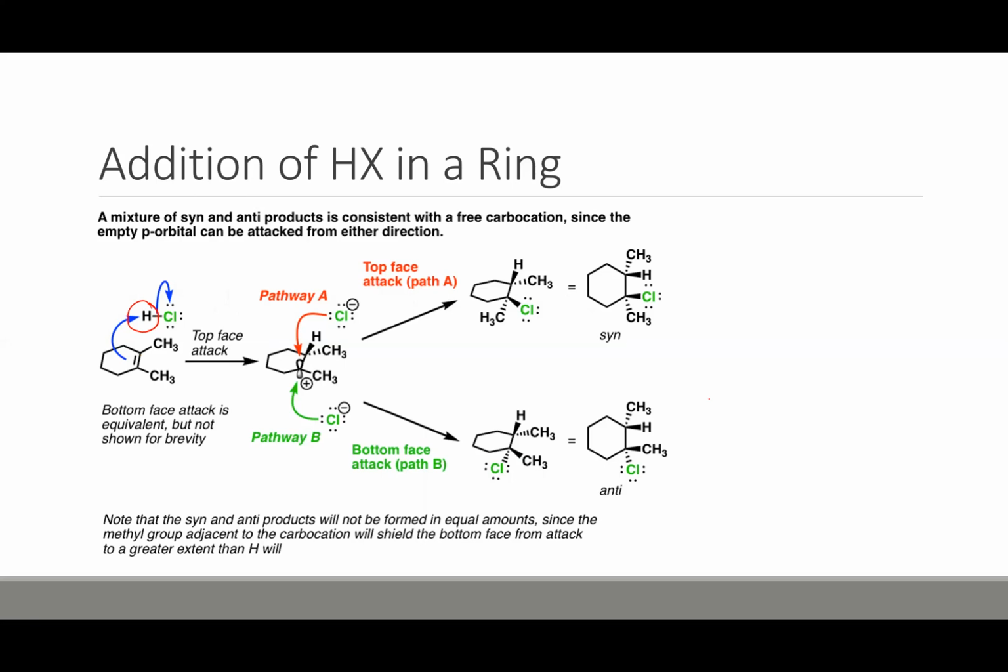Now, the products might not necessarily be equal 50-50 because of groups. If there are bulky groups around, it might make it less likely for one side to be attacked versus the other. But generally, both sides are open for attack.